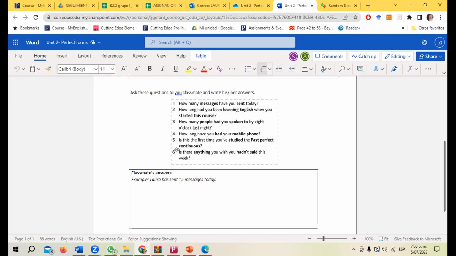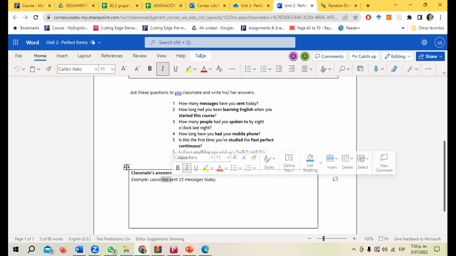Also, we have 6 more questions that you are going to ask a classmate. You have to ask the question and write his or her answer. For example, how many messages have you sent today? I say, I have sent 15 messages today. So my partner writes, Laura has sent 15 messages today, ¿ok? Entonces, debo escribir el nombre de la persona y su respuesta usando, pues, el tiempo perfecto apropiado.